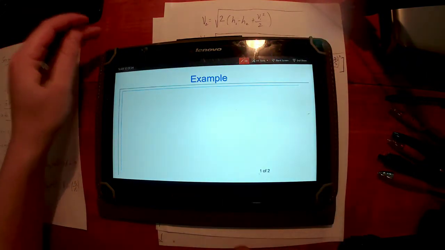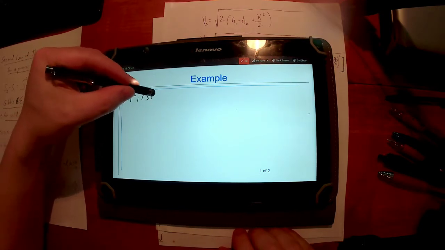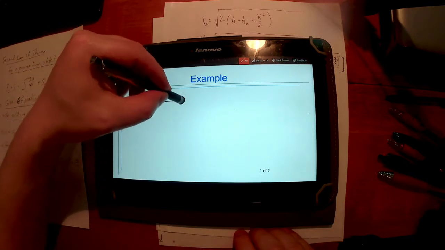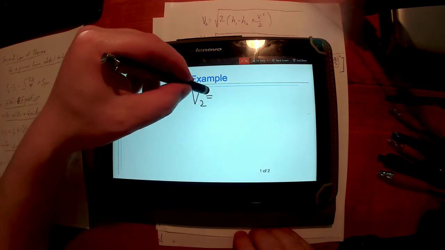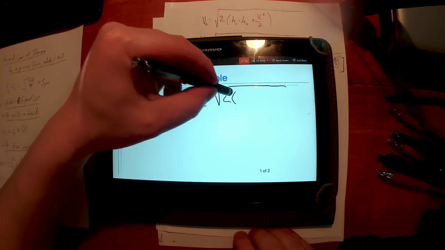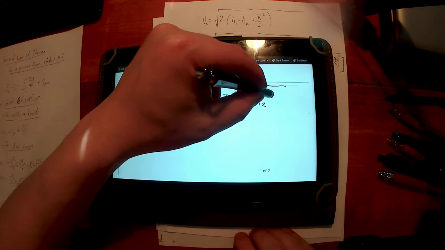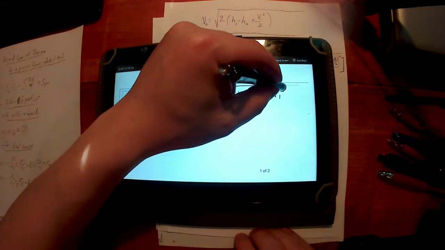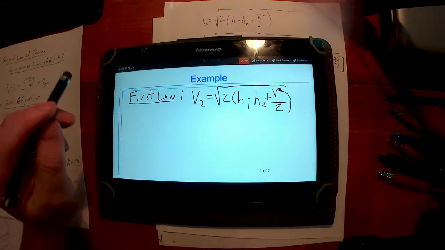So we have the same scenario here, right? First law, it's the same problem, and you can see just above my tablet there, the first law is still going to simplify down to the exit speed that we're looking for is going to equal the square root of 2 times h1 minus h2 plus v1 squared over 2. So that's still true. That's not going anywhere.